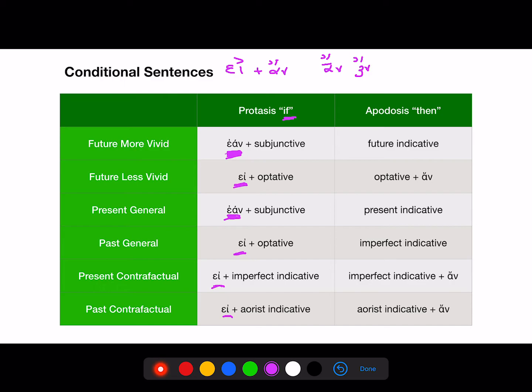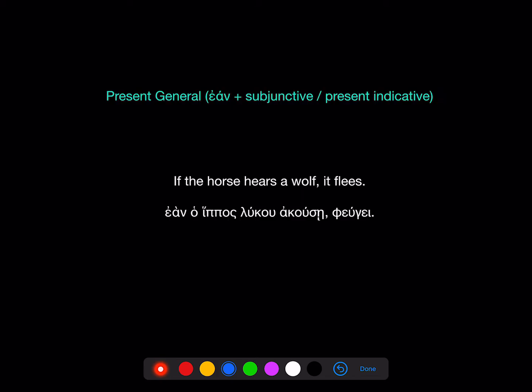And then in the apodosis, some of the ones that don't have an in the protasis have it in the apodosis instead. In fact, only past generals don't have an in either clause. And then they have a mix either of the subjunctive or the optative or the indicative. So let's go through them one by one, talk about what they mean and how we translate them.